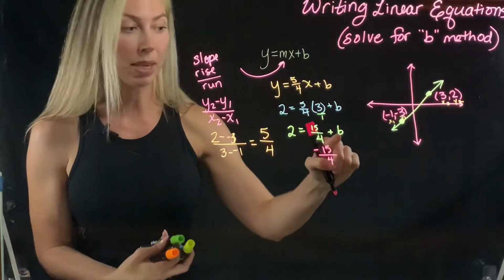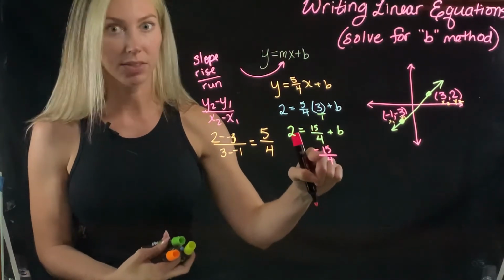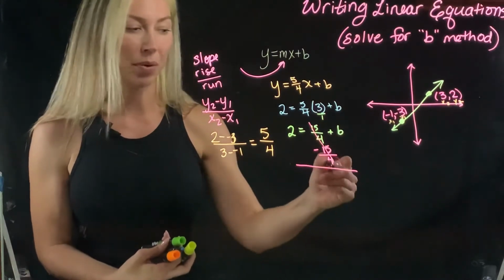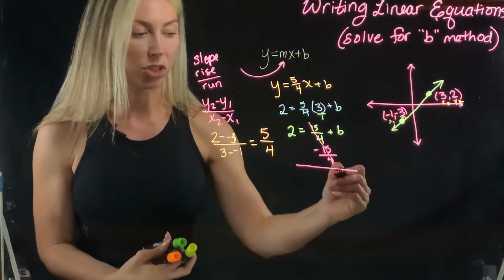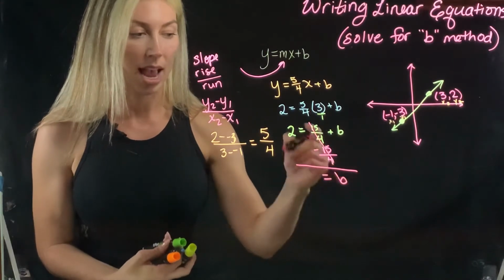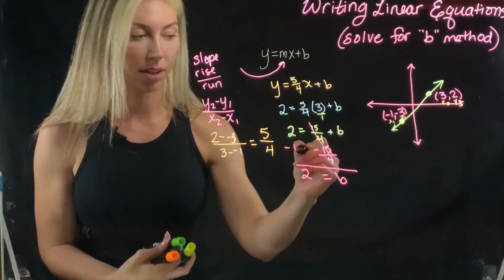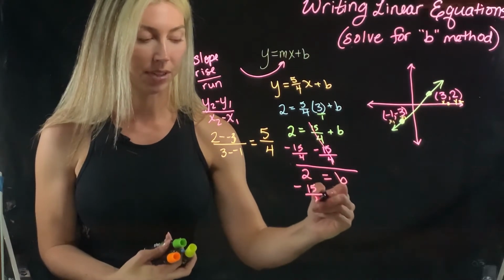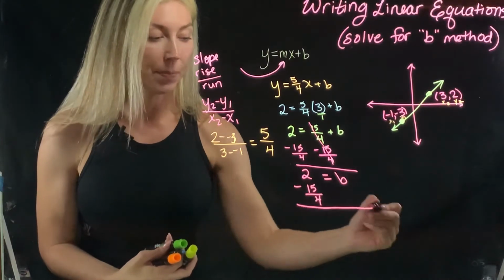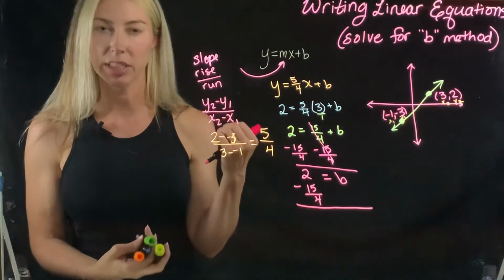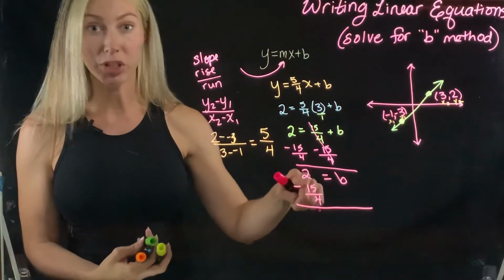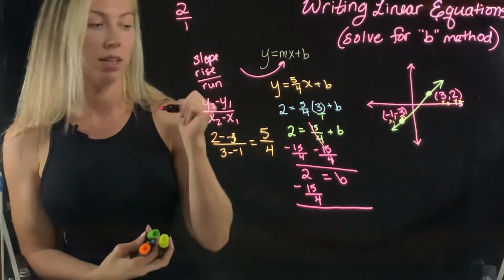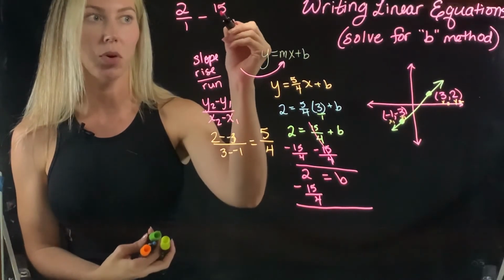That isolates b because 15 over 4 minus 15 over 4 is 0. So we can just cross it out. We don't actually have to write the 0. And we can just bring the b straight down. And then over here, we would have 2 minus 15 over 4. And depending on how good you are with fractions, you can just subtract those. I'm going to do that over here. So I'm going to make that 2 over 1 minus 15 over 4.